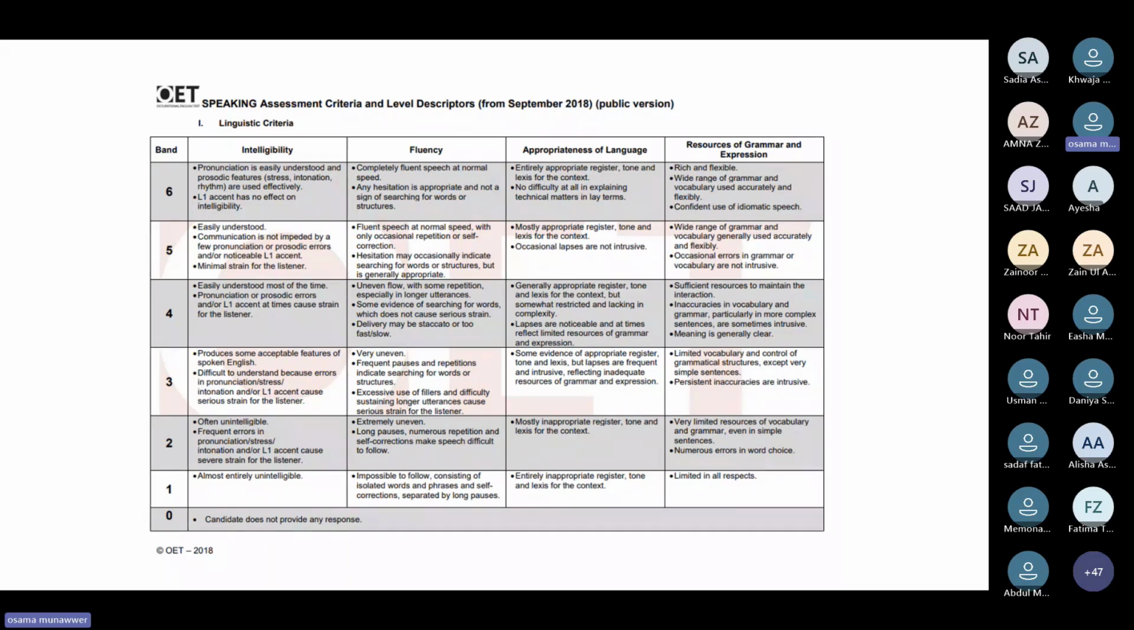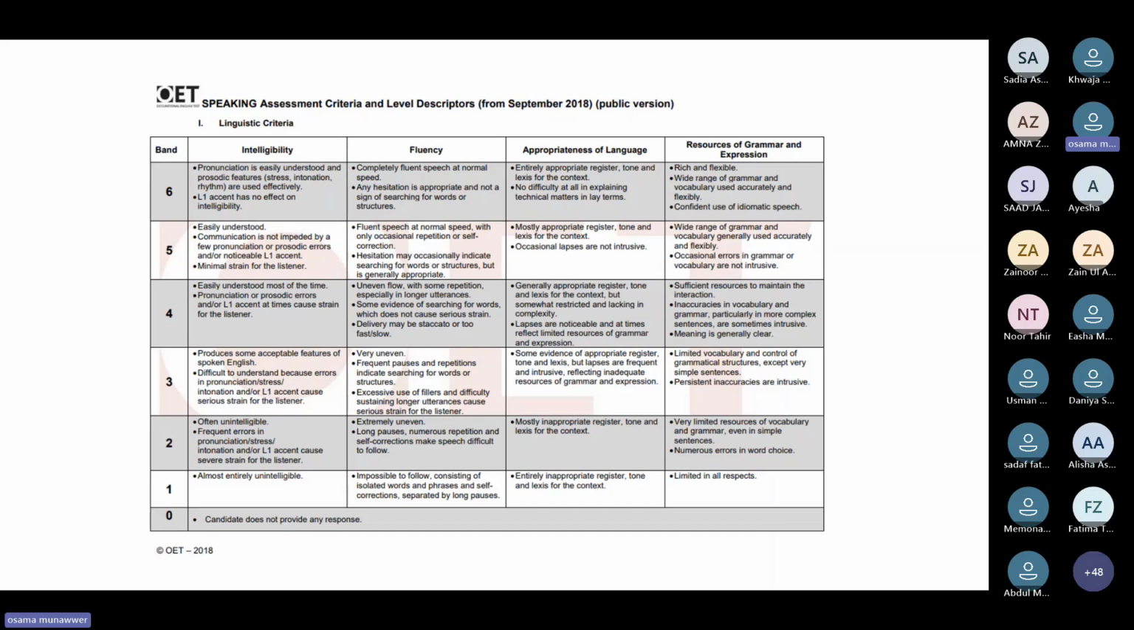And I feel the worst thing to happen in this situation would be कि आप बीच में अचानक से अटक गए. You're searching for words. आपका time ज़ाया हो रहा है. It leaves a bad impression and everything. Appropriateness of language. The entirety, appropriate register, tone, lexis for context. No difficulty in explaining technical matters in layman terms.